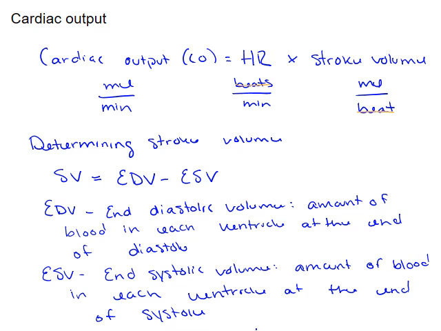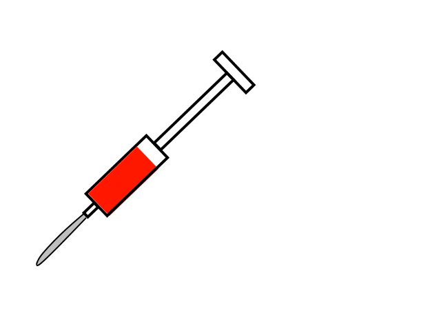Let's take a look at an example of what this looks like. Imagine that this syringe full of blood models a ventricle. And so in the syringe, we can fill it with blood, and then we can push the blood out of it. And so as we fill the syringe, that's diastole, because during diastole is when liquid can be pumped into the ventricles. When we eject the syringe, that is contraction, so that is systole.